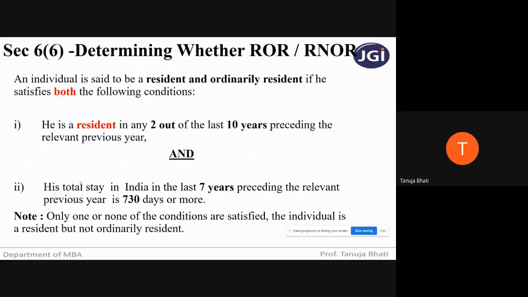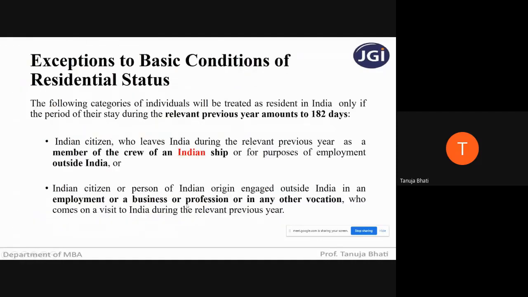Then section 6 subsection 6 talks about, once he's tagged as a resident, whether he's ROR or RNOR. Again we have two conditions. If he satisfies both the conditions, he becomes a ROR, otherwise he becomes RNOR. The first condition is that he should be a resident in any 2 out of the last 10 years preceding the relevant previous year, and his stay in India in the last 7 years should be 730 days or more.